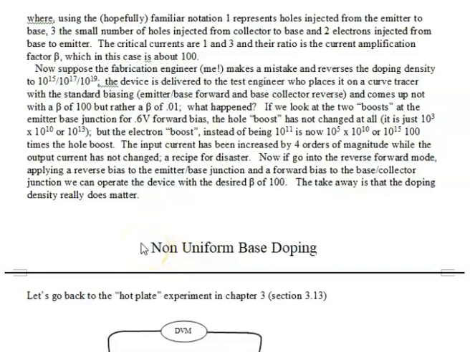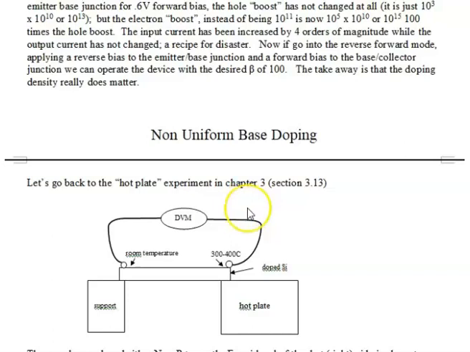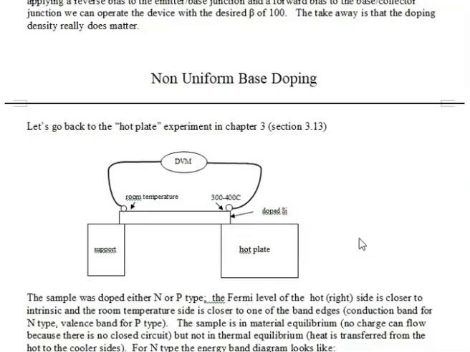Non-uniform base doping. So to look at non-uniform base doping, I'd like to go back to the hot plate experiment. And remember, we put a silicon sample, could be N-type or P-type. It has to be doped, and we put it between two temperatures. A hot plate, maybe 300 to 400 degrees C, and the other is supported more or less at room temperature. And we will measure a voltage between these two.